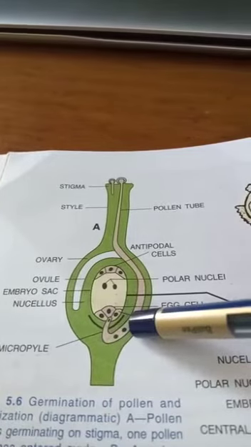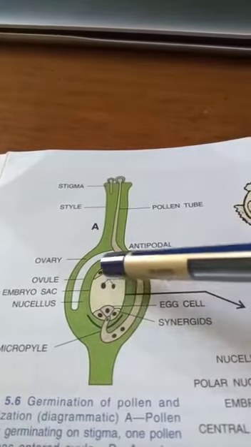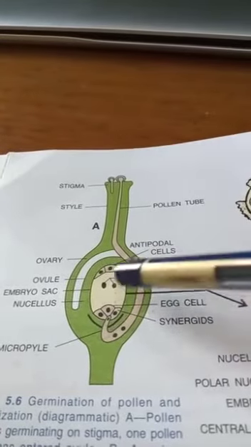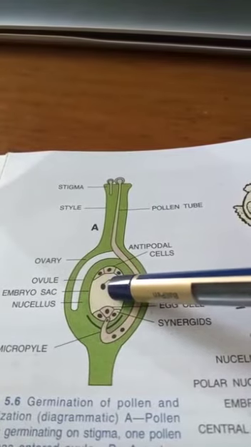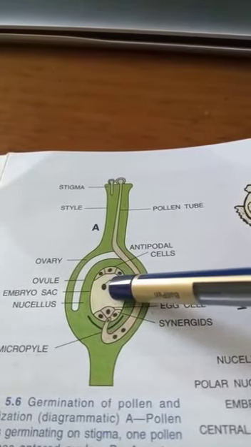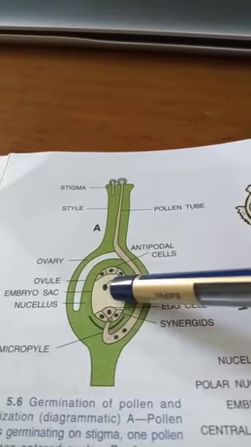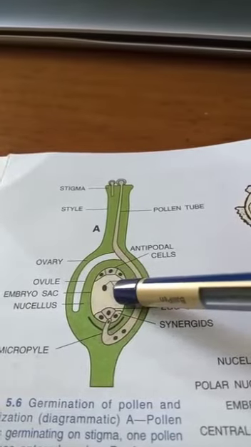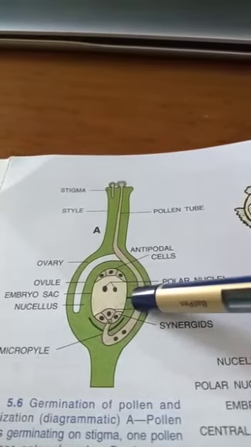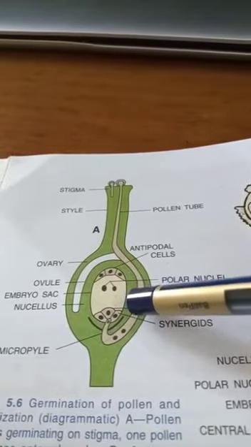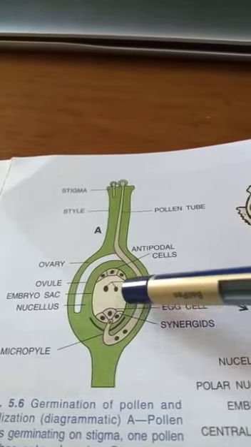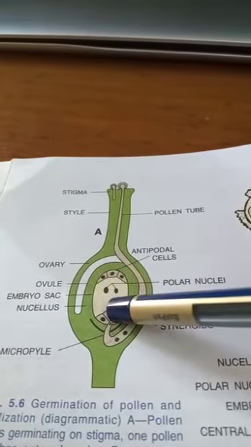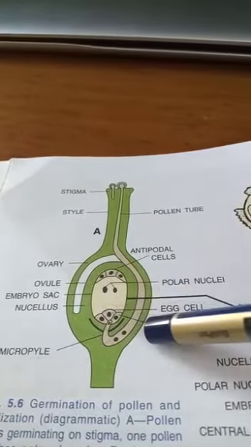Now it has 2 male gametes in it. One of the male gametes fuses with these 2 polar nuclei and forms a structure called endosperm. So endosperm is a triploid structure because 3 nuclei fuse. So it is a triploid structure that is called endosperm. This endosperm is a nutritive tissue that provides nutrition to the developing embryo. And the other male gamete fuses with this egg cell and forms zygote.